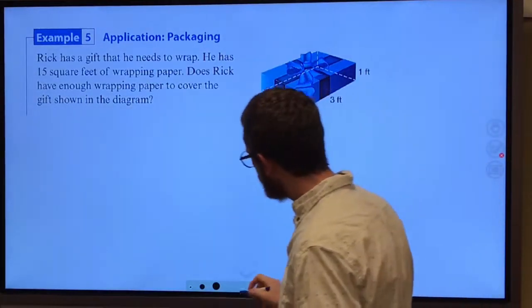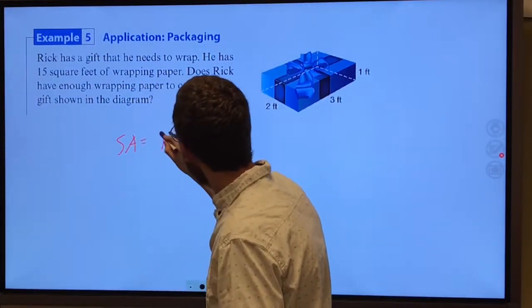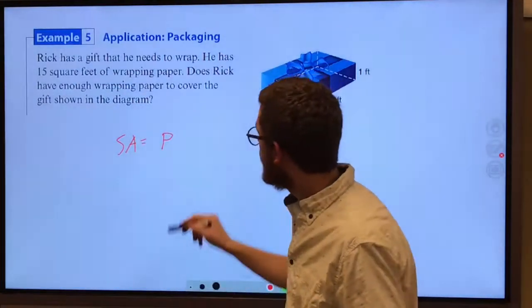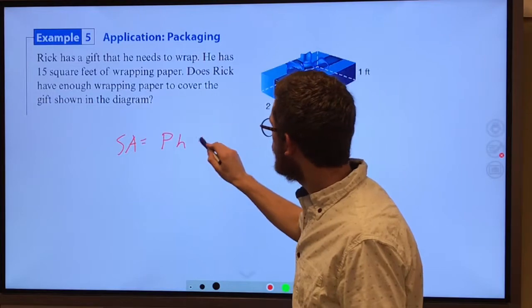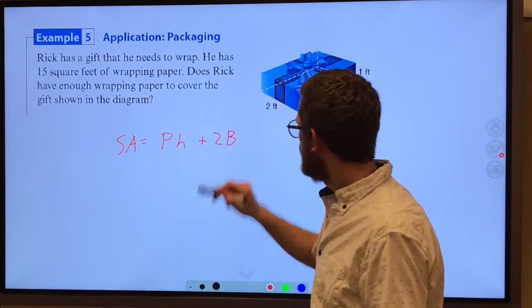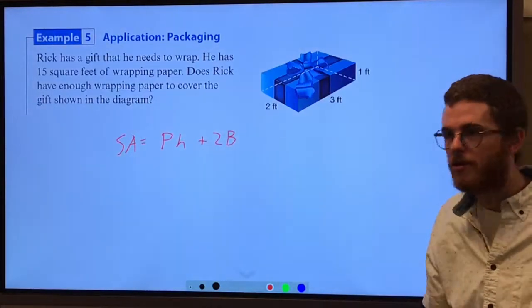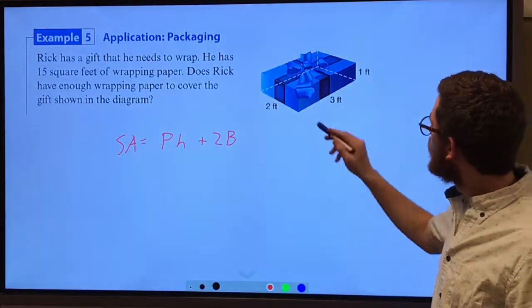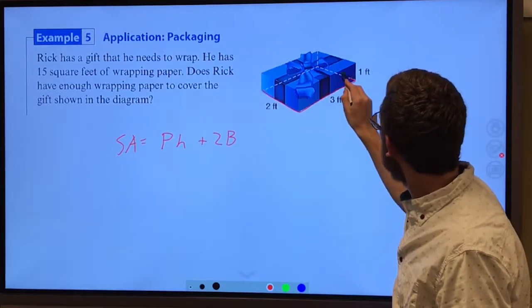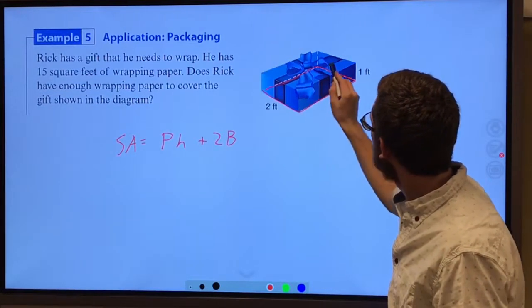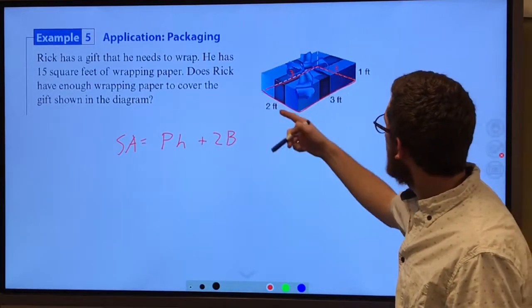So remember, to find the surface area of a prism, we're going to find the perimeter of the base. We're going to multiply it times the height. That's our lateral surface area. And then we're going to add 2 times the area of the base, because we actually have 2 bases, one on the bottom, one on the top. So the perimeter of the base, we can see our base is this rectangle, 2 here, 2 here, 3 here, 3 here. So we add all those up.